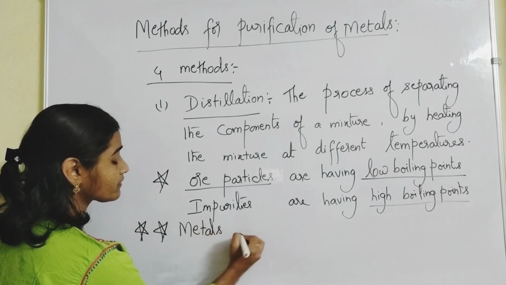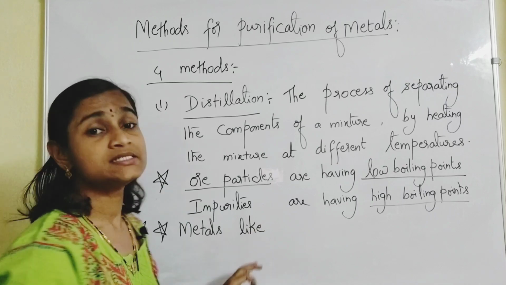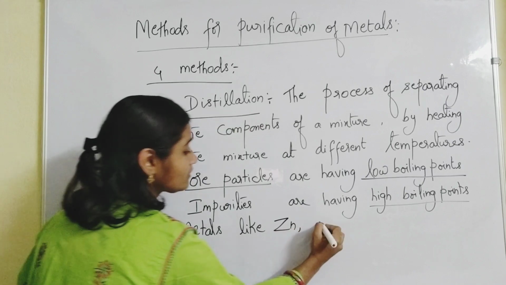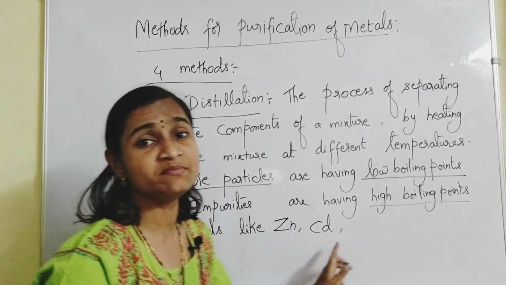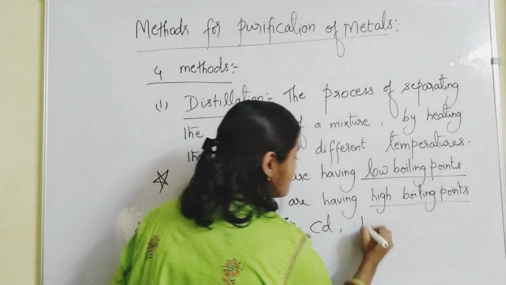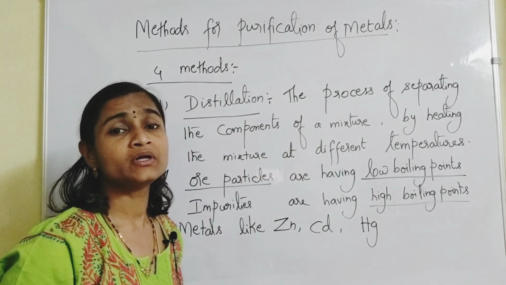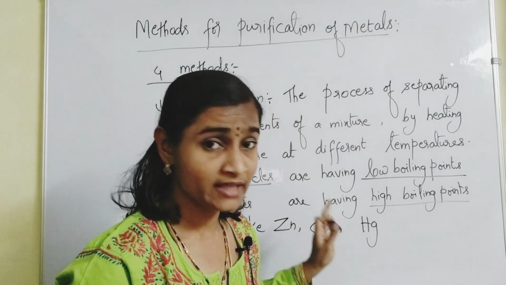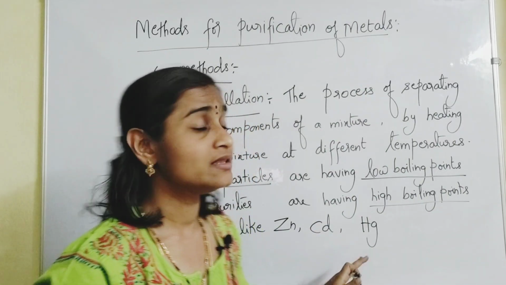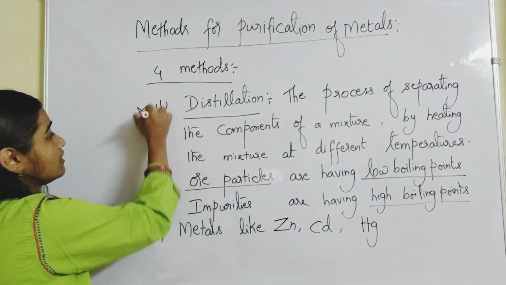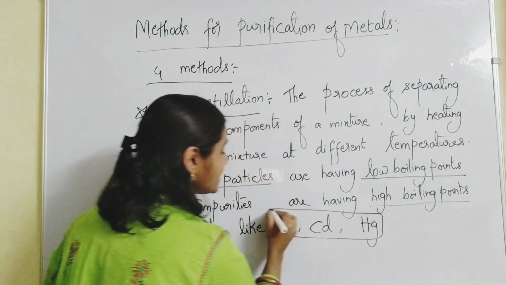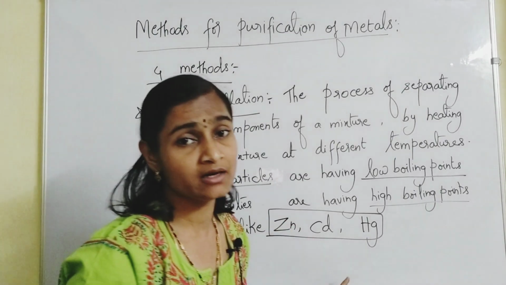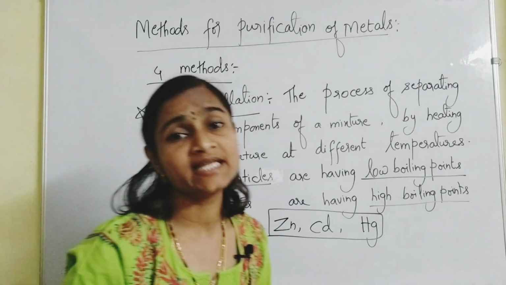Metals like zinc, cadmium and mercury. Zinc, cadmium, Cd means cadmium, and mercury, Hg. These are having low boiling points, and they are to be purified by the process called distillation. Metals like zinc, cadmium and mercury are to be purified by which method? You should write distillation method.